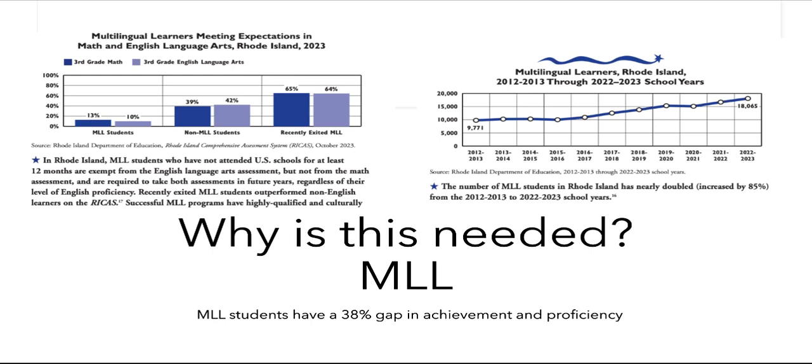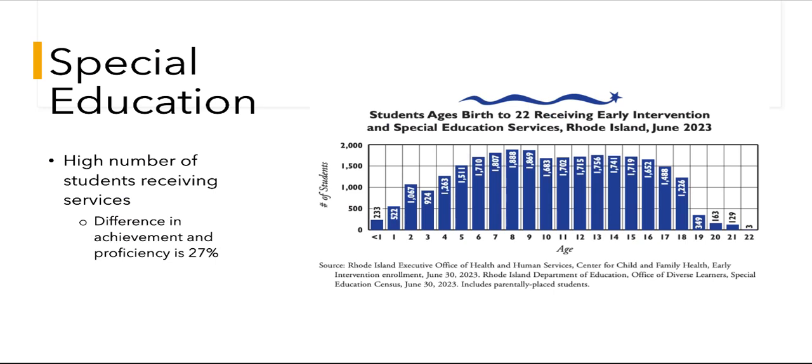Along with the MLL population, the special education population has also been on the increase. The graph over here shows the number of students that are being serviced in Rhode Island as of June 2023. So you can see a pretty significant population of special education students in schools today. But again, with that, we're looking at a large gap in achievement and proficiency at 27% for our special education students, according to the RICAS testing.